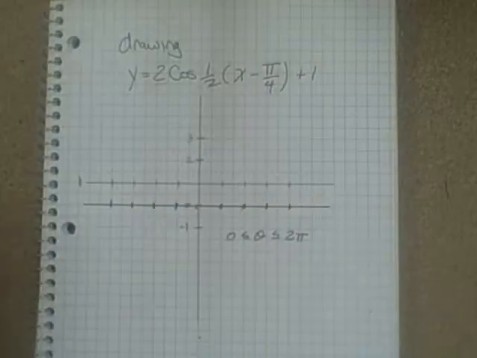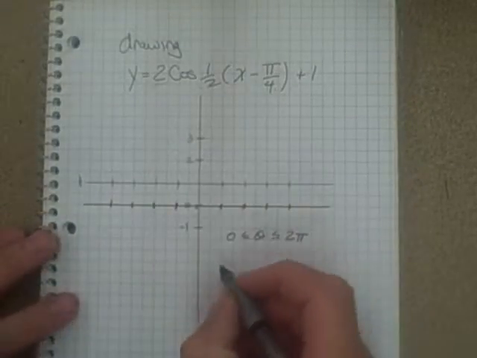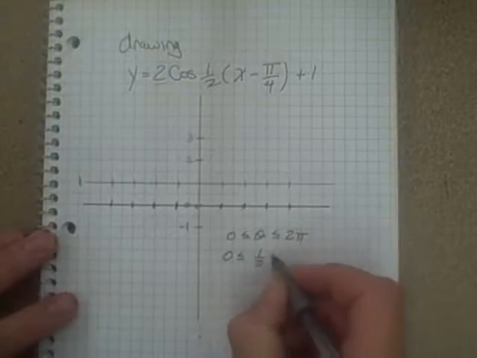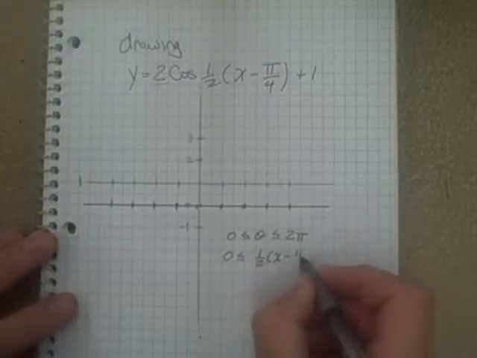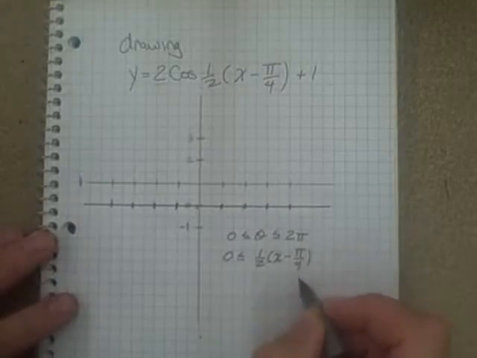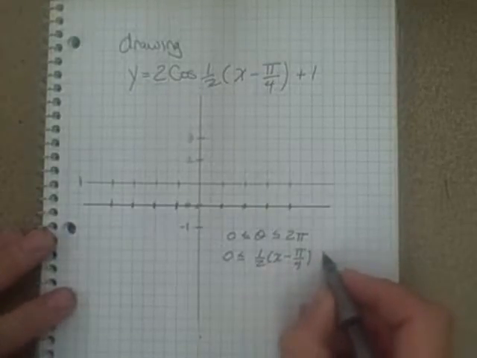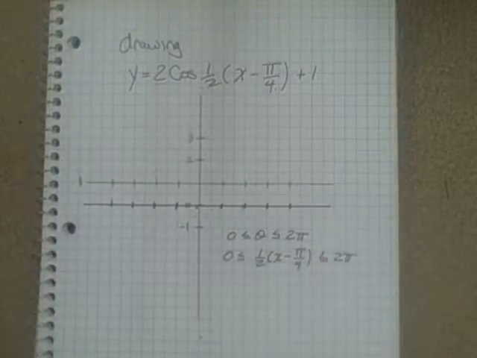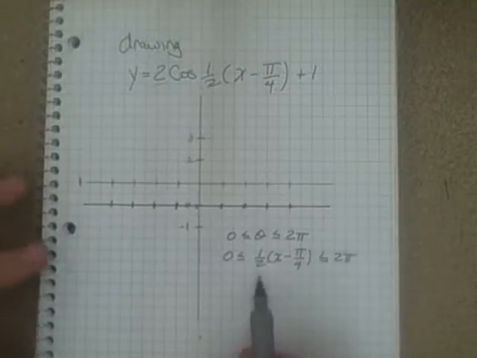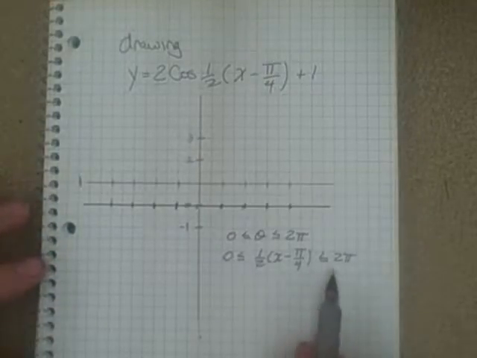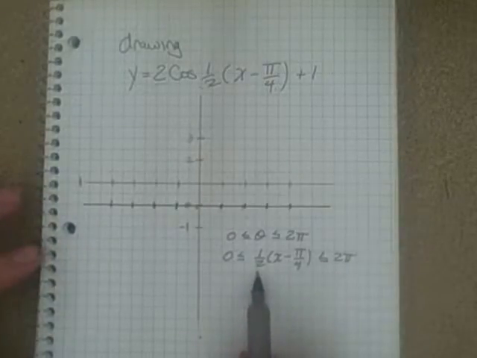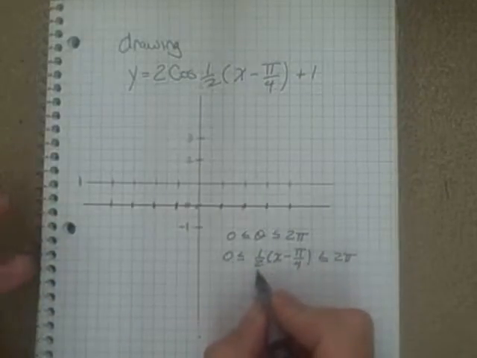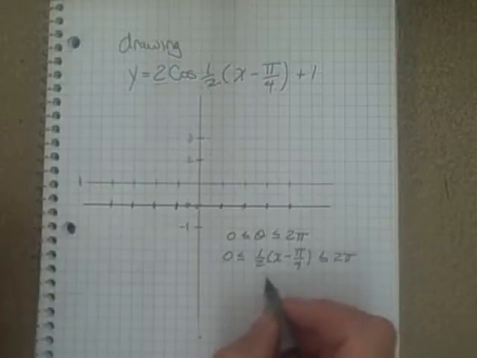And we calculate what it would be. So here we have 0, and we plug in 1/2 bracket x minus a quarter pi bracket, and then we put in our 2 pi here. So now we just do some algebra. Simply multiply by a half on both sides to get rid of the half. Okay, multiply by, well, actually, what am I saying? Divide by a half, or multiply by 2 to get rid of it.